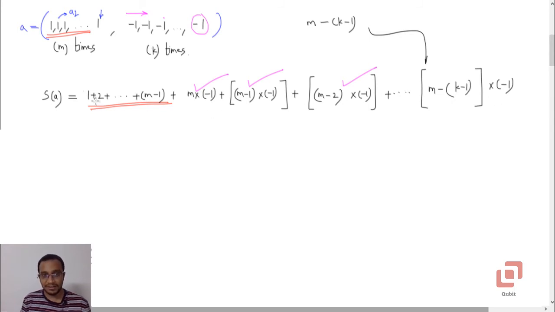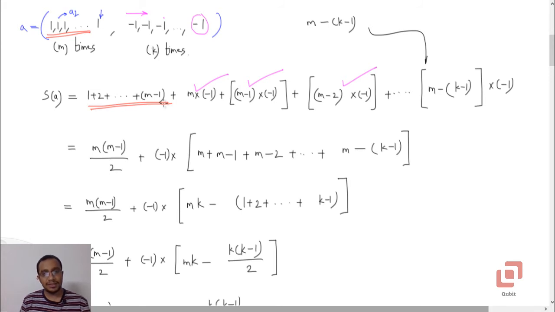Okay, so this is SA. Now let us try to simplify it. 1 plus 2 plus 3 till m minus 1 will be, by the formula n into n plus 1 upon 2, m minus 1 into m upon 2. So this is clear. Okay, now from the remaining sum, you take negative 1 common.